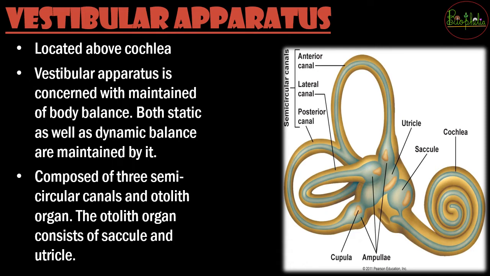The next is the vestibular apparatus. Now this vestibular apparatus is the second most important part after the cochlea. Cochlea was for hearing, which was present in the inner ear. Vestibular apparatus is the second largest thing in the inner ear. This vestibular apparatus will be located above the cochlea. So what was the function of the cochlea? It was mainly regarding the hearing purpose. But when it comes to the vestibular apparatus, it is mainly responsible for the balance of the body.